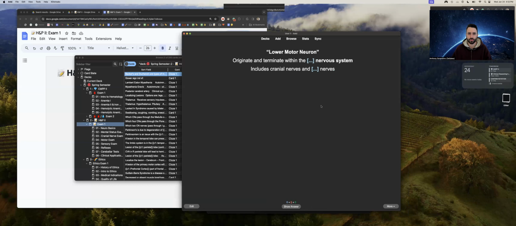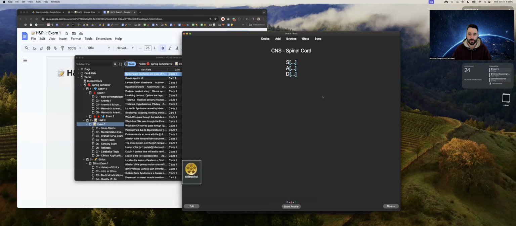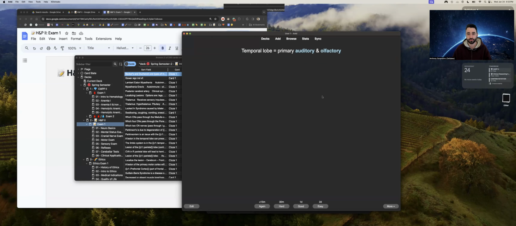Lower motor neurons originate and terminate within the peripheral nervous system, including cranial nerves and peripheral nerves. Same answer there. Sensory, afferent, dorsal, or ventral. I'm sorry, or posterior. Temporal lobe equals primary olfactory and auditory: what I hear and what I smell.